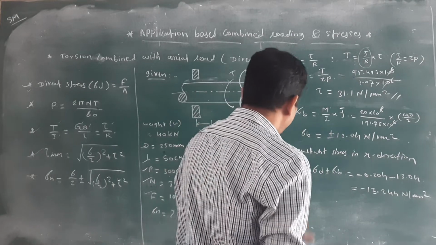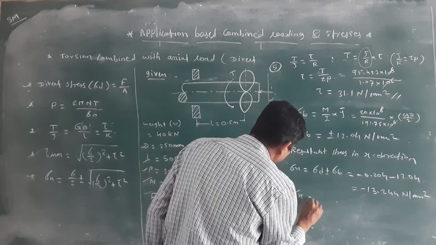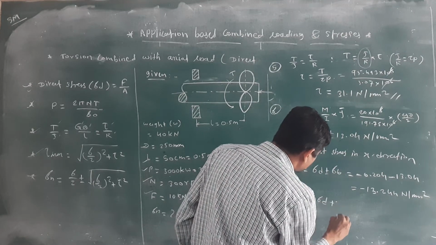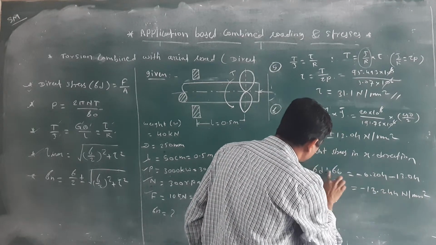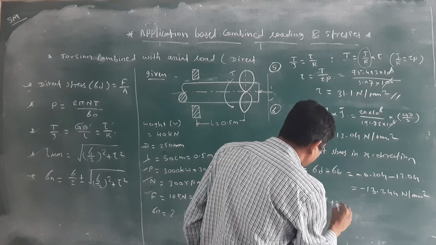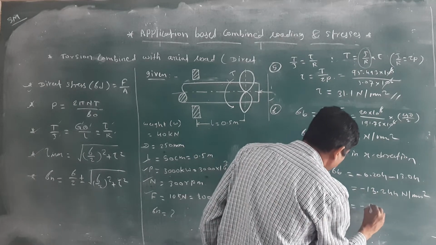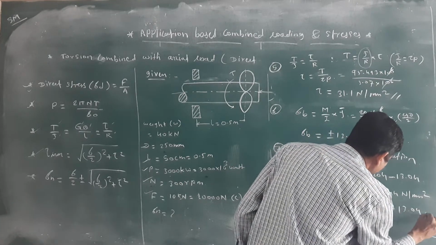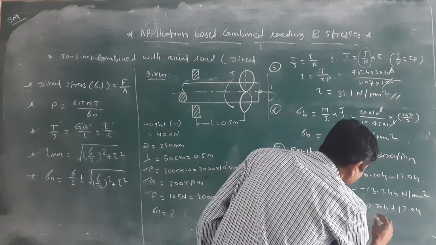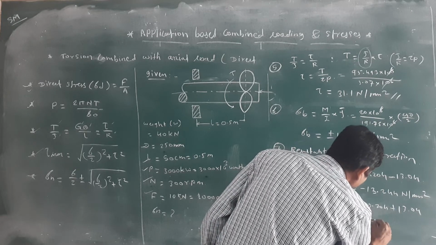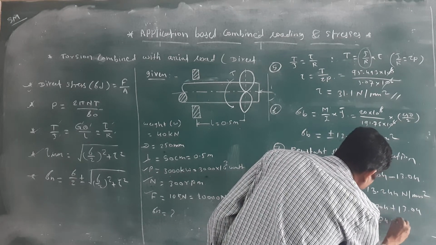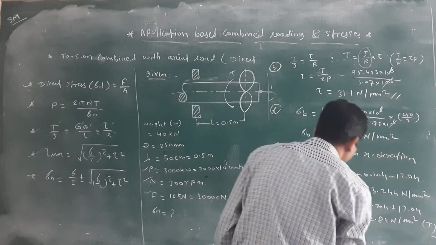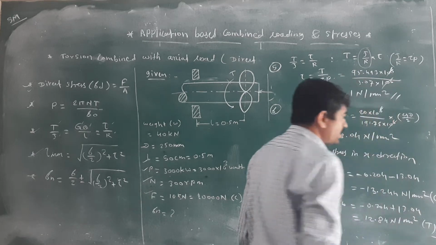Also, you will get another value for the resultant stress in x direction. I will write sigma d plus sigma b. Here I have written the minus, and here is a plus sigma b. Again minus 0.204 plus 13.04. If you calculate this, you will get 12.84 Newton per mm square. This is the tensile nature and that is the compressive nature.